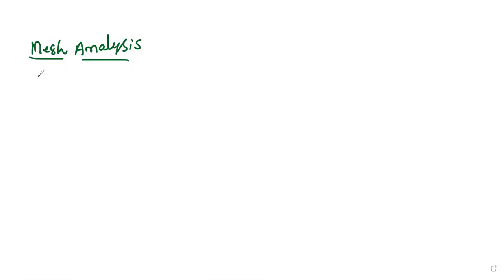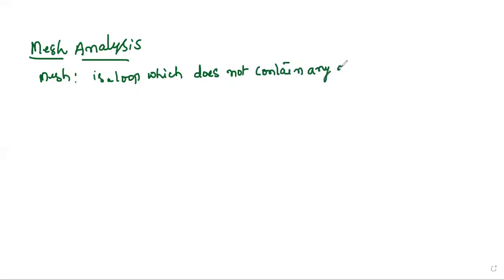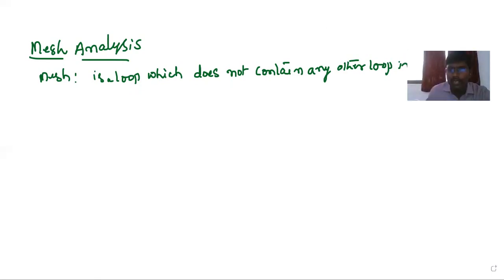So here, first of all, what is mesh? Mesh is a loop which does not contain any other loop in it. So mesh is a loop that does not contain any other loop in it.